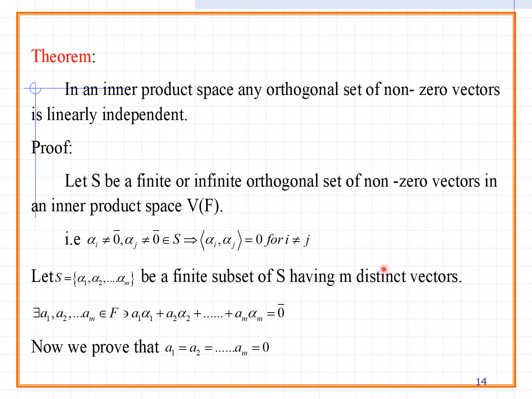So there exist a1, a2, and so on, am belonging to F, such that a1 alpha 1 plus a2 alpha 2 plus so on plus am alpha m equals 0. Using the summation property of the product of the vectors, it is 0. Now we can prove that a1 equals 0, a2 equals 0, and so on, am equals 0. Then you can show that. So automatically 0 multiplied with any vector is 0.